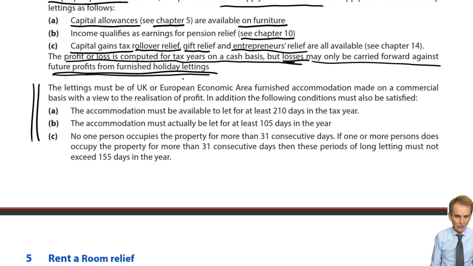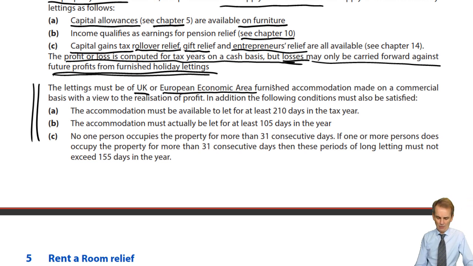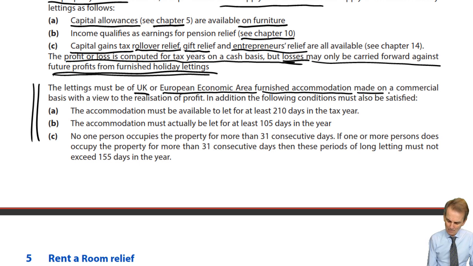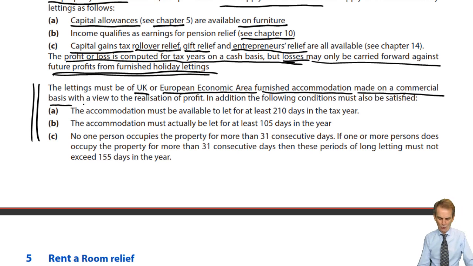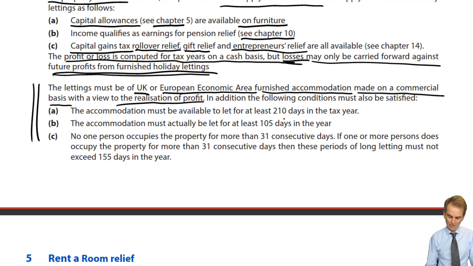So the lettings, first of all, restrictions as to where they are. UK or European Economic Area. Basically the EU plus 3 other countries. They're going to tell you if it's an overseas country, whether that is indeed European Economic Area. Furnished accommodation, obviously, made on a commercial basis. Lettings on a commercial basis with a view to the realisation of profit. That's why you're doing this.